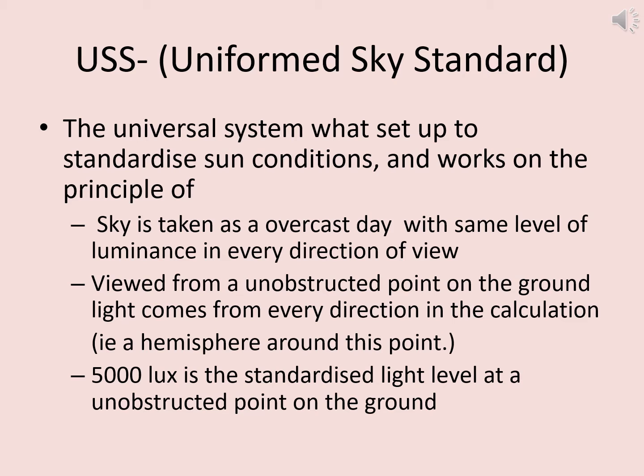Uniform sky. The uniform sky is an overcast sky considered to have the same luminance for the entire hemispherical sky. The universal system was set up to standardize sun conditions, and works on the principle of sky is taken as an overcast day with same level of luminance in every direction of view. Viewed from an unobstructed point on the ground, light comes from every direction in the calculation. Your hemisphere around this point, 5000 lux, is the standardized light level at an unobstructed point on the ground.